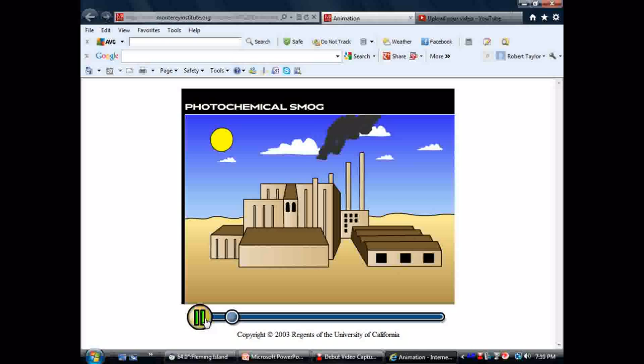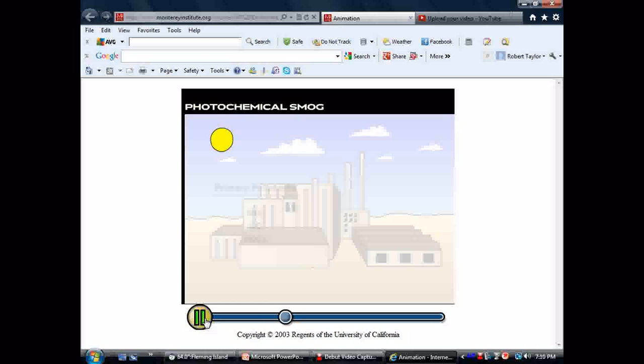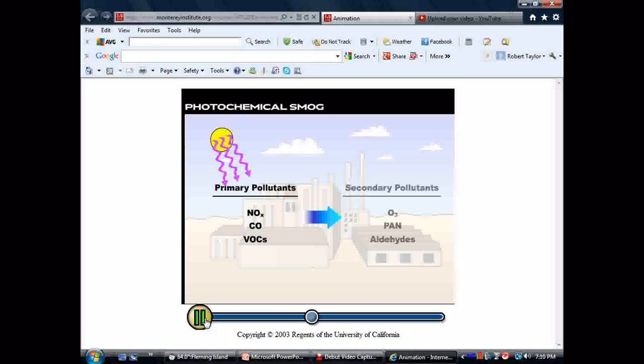Human activities add a number of pollutants into the air. Soot and sulfur dioxide are produced by the burning of coal and oil. Nitrogen oxides, carbon monoxide, and volatile organic compounds, known as VOCs, are produced by internal combustion engines. In bright sunlight, primary pollutants such as nitrogen oxides, carbon monoxide, and VOCs are converted by photochemical reactions into secondary pollutants, such as ozone, peroxyacetyl nitrate, known as PAN, and aldehydes.